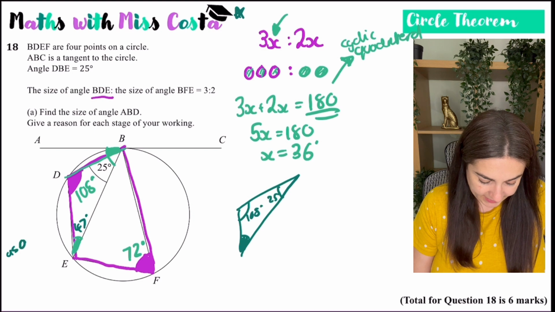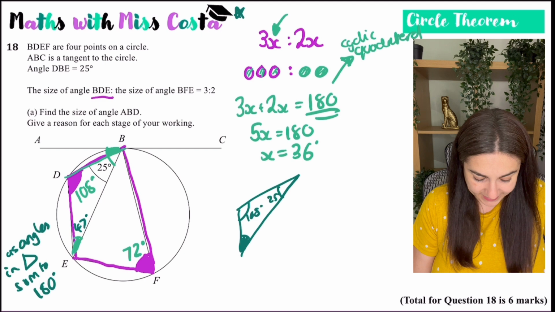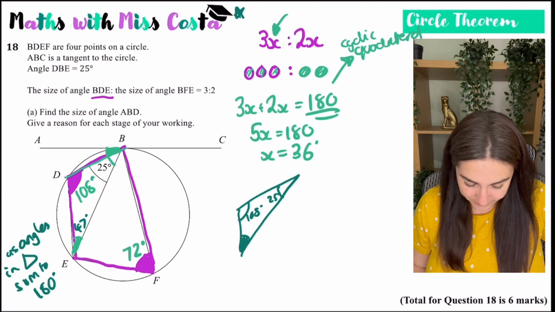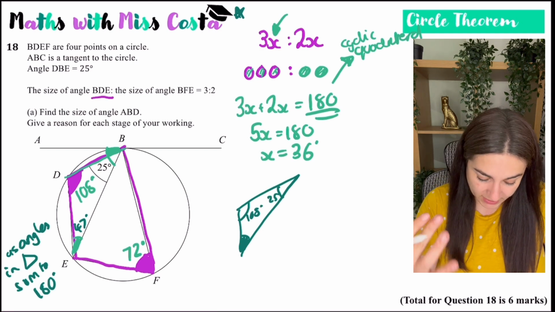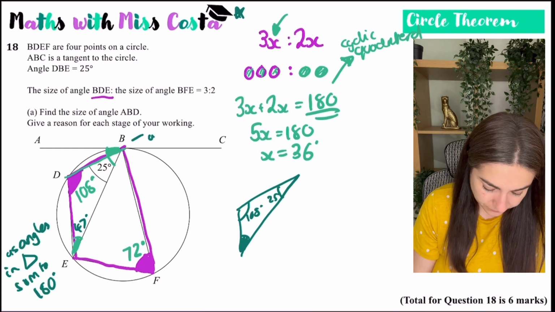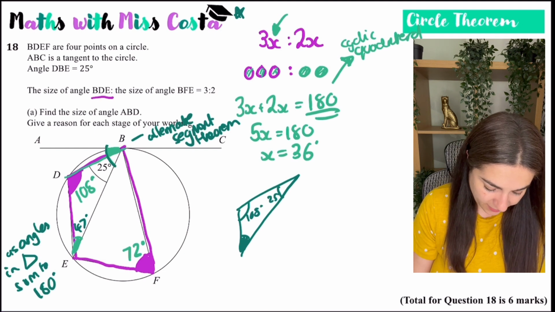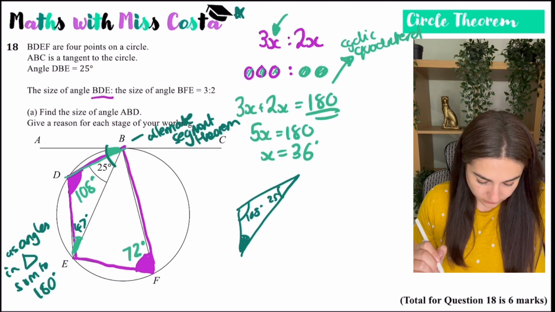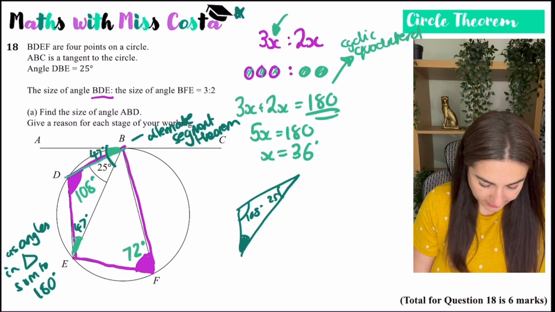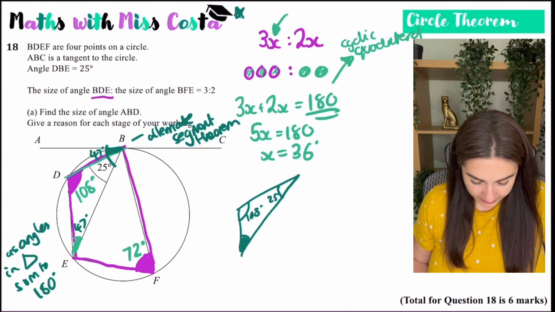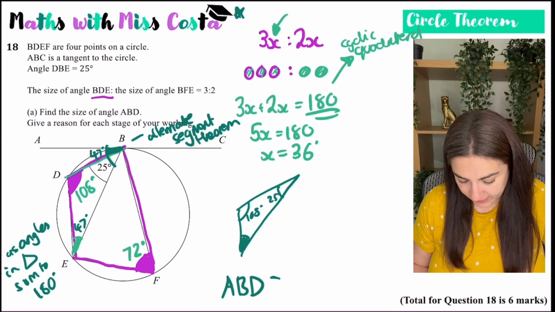I'd say, because angles in triangles sum to 180. Don't forget your reasons. It's really important you write your reasons, because without reasons you don't get the marks, even for the basic things. For the alternate segment theorem, you can just write alternate segment theorem, that's okay. So therefore this little bit here is 47 degrees. And what are we trying to work out? ABD. Okay, so we've worked it out. ABD is 47 degrees.